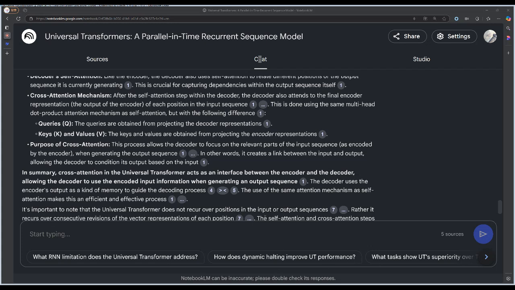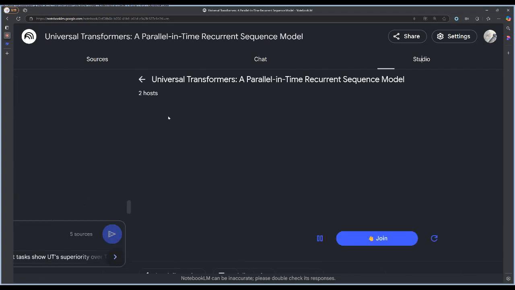But it's this constant back and forth refining of the representations that gives the UT its edge. Yeah, it allows the model to learn complex relationships and dependencies within the sequence. But it's not just about refining individual elements. Right, the self-attention mechanism allows each element to also take into account the context of the entire sequence. It's a constant feedback loop where each element is simultaneously refining itself and learning from its neighbors. Exactly, and this is what allows the UT to learn those complex iterative patterns that we talked about.